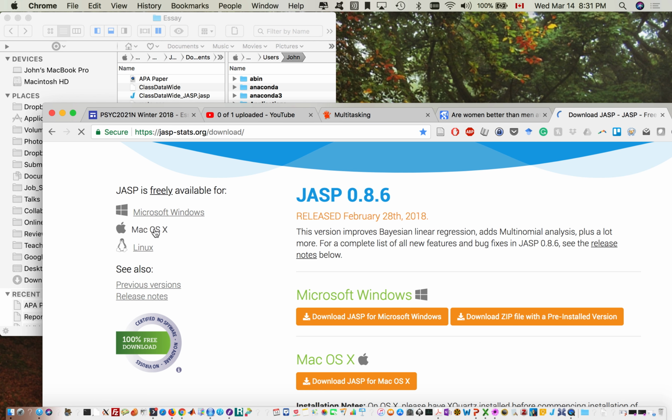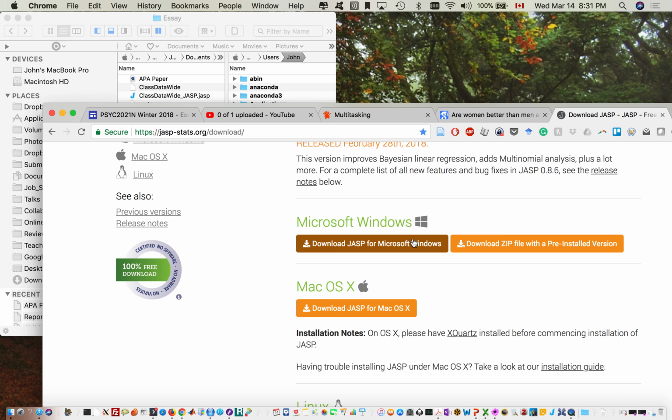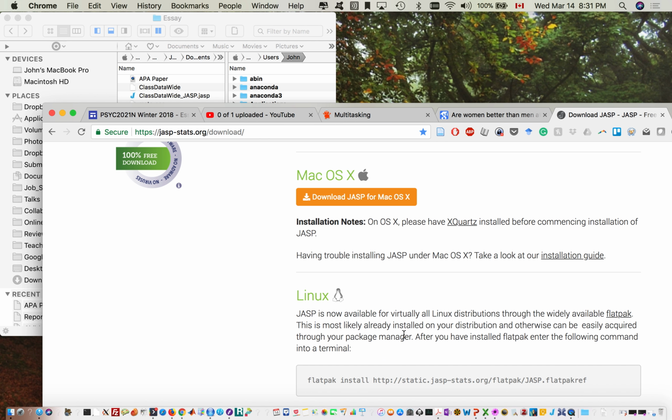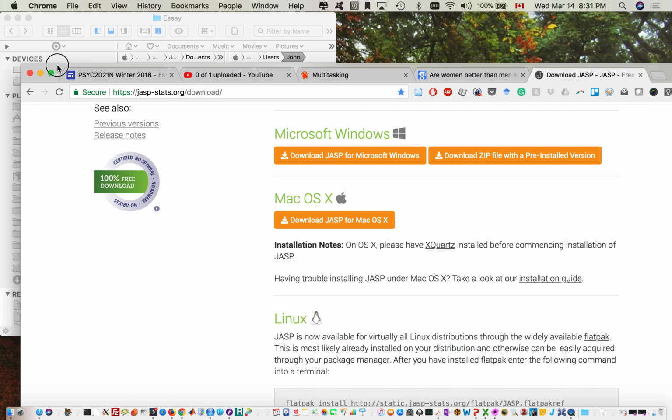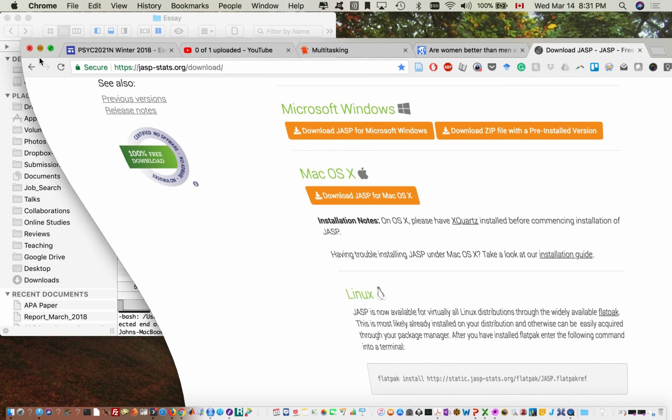You can download it for Windows, for Mac, and for Linux if you're one of those people who uses Linux. I'm using a Mac, so I would download this. I would just click on it and download the DMG file and then follow the instructions for downloading as normal. If you're having difficulty installing something, let me know and I can help you out.